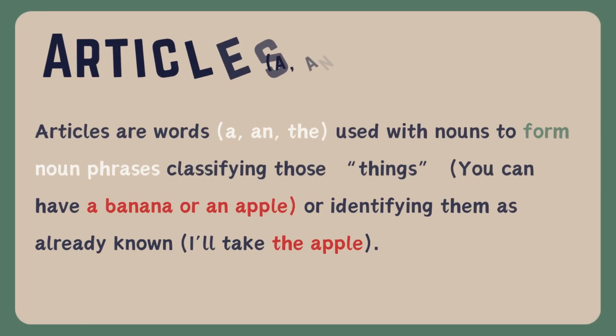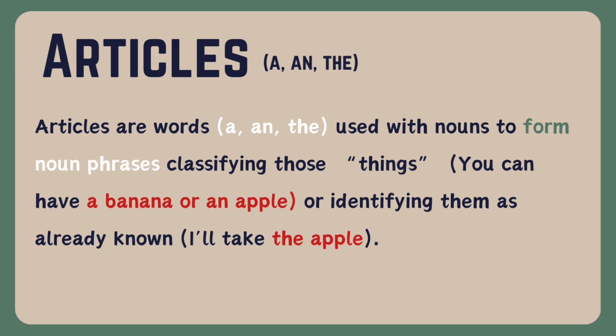Now, starting with article. Articles are small words that are used with nouns to define them as specific or unspecific. There are two types of article: definite article, the. It refers to something specific, for example, the apple. Then we have indefinite articles, a and an. These refer to something non-specific, for example, a banana or an apple.